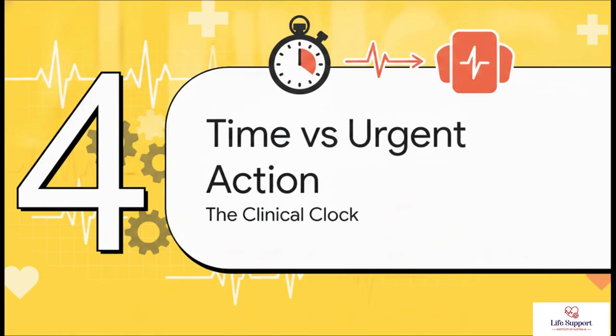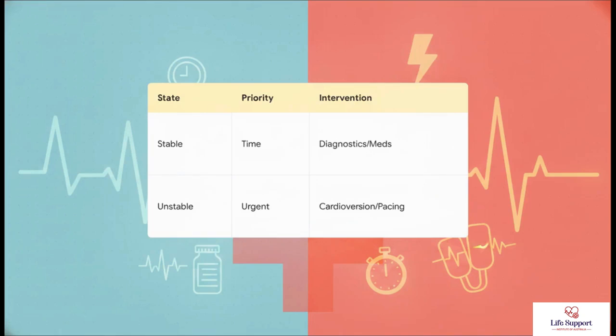Moving right along to section 4, time versus urgent action, the clinical clock. So we've nailed down the 4 criteria. Now we really need to look at the real-world consequences, because this classification completely dictates your clinical clock. Let's contrast the 2 outcomes here. If your patient doesn't meet any of those 4 adverse criteria, they are considered stable. And when a patient is stable, you have time. You have the luxury to perform more advanced diagnostics, run a full 12-lead ECG, wait on those lab results, and carefully map out a pharmacological strategy.